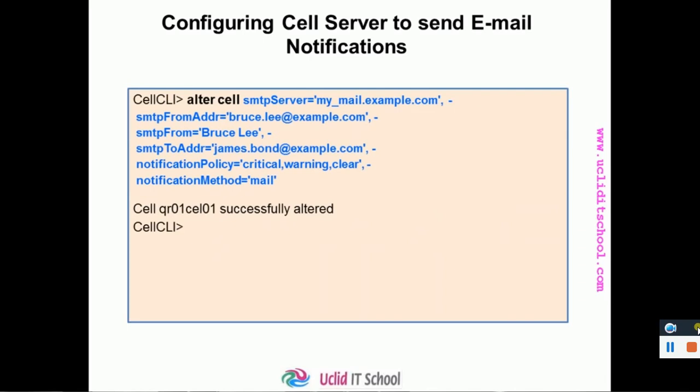Next, you can configure the storage server to send email alerts, which is what we discussed earlier. This configuration can be done during the initial installation phase or at a later stage. This slide shows you how to change the storage server settings to send email notifications. Basically, you should use the alter cell command and type your SMTP server details as mentioned in this mail. Alerts can be generated for three different settings: critical, warning, and clear.